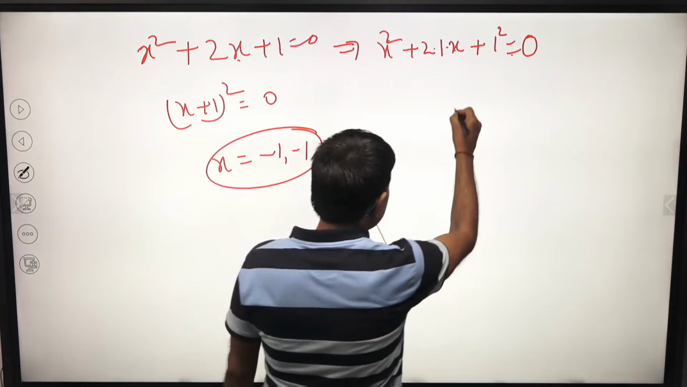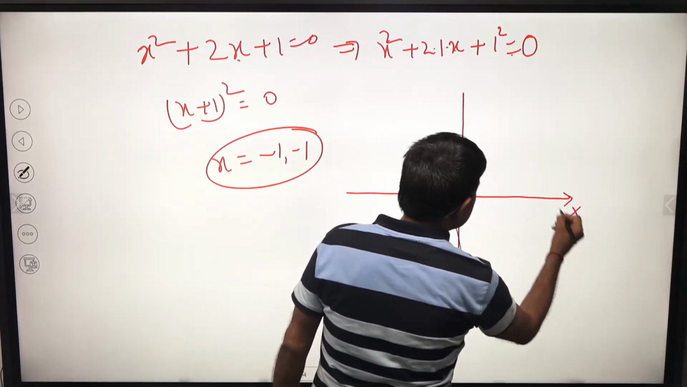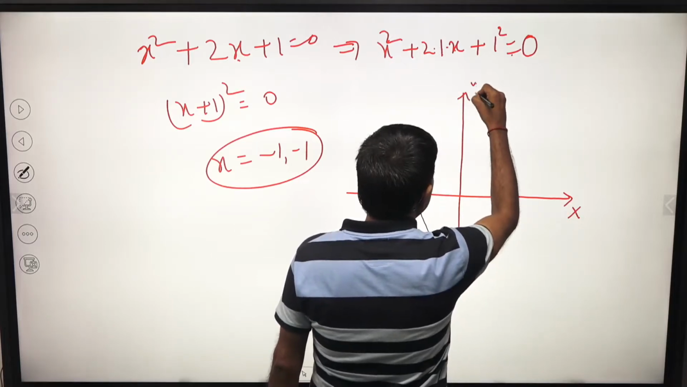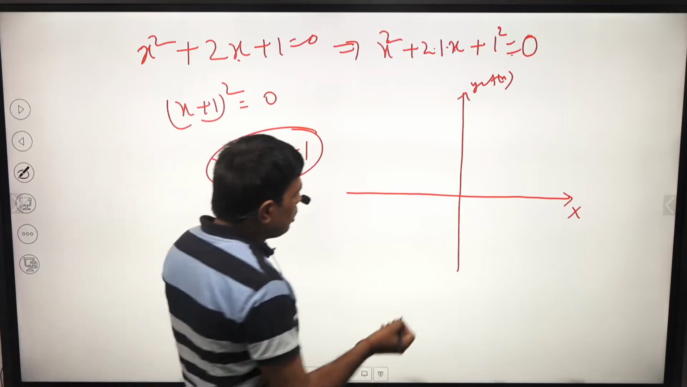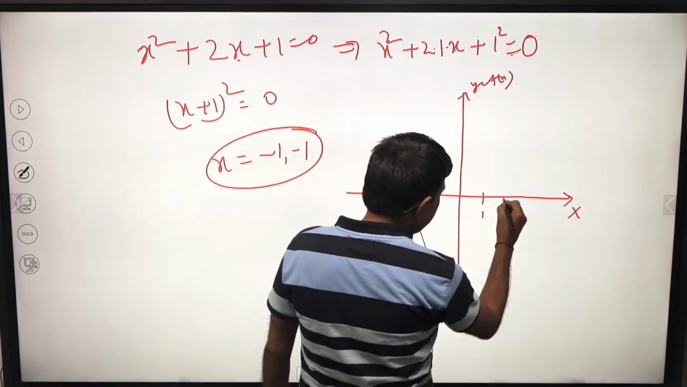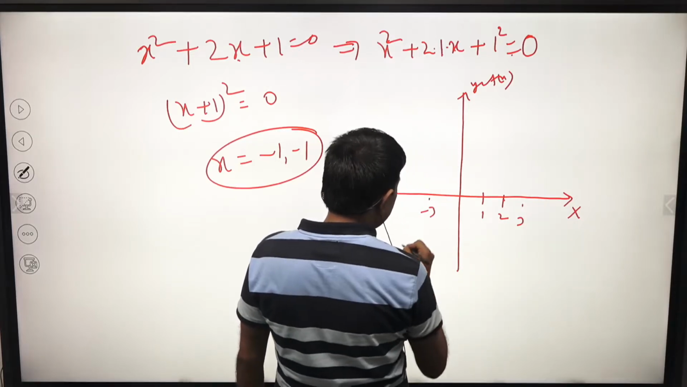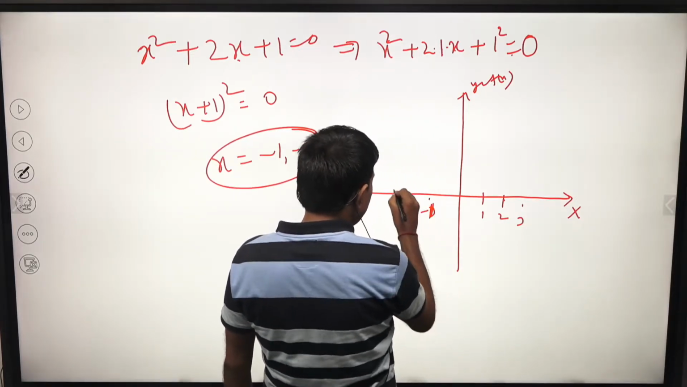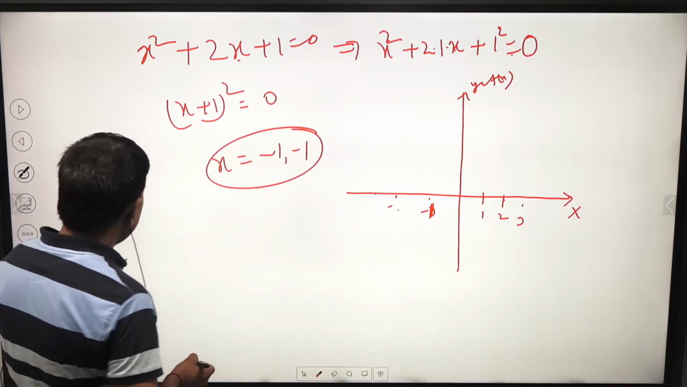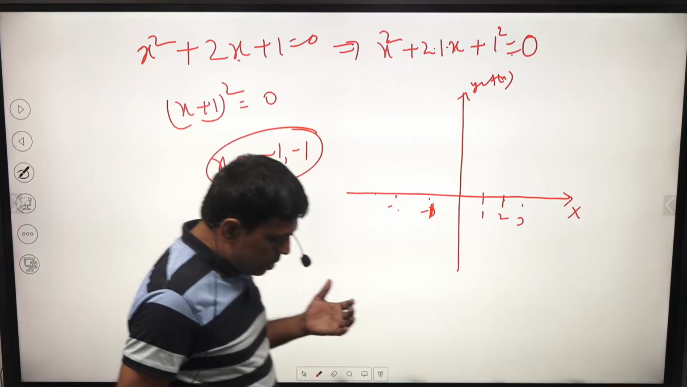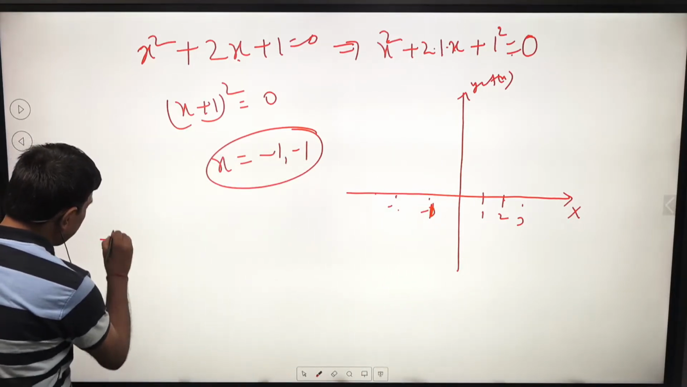So here is the x-axis, this is y is equal to f of x. You can easily draw this graph. This is 1 unit scaling. This is minus 1, minus 1, minus 2, minus 3, and so on.